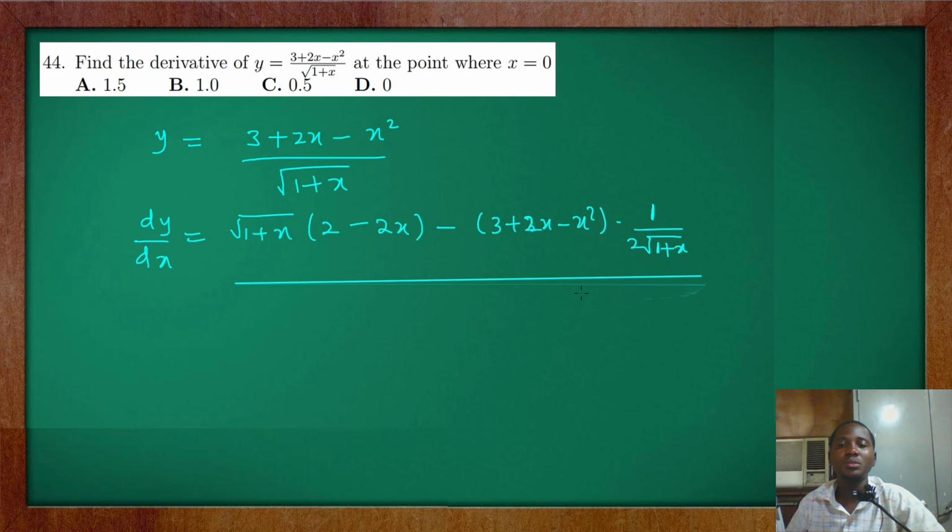over what you have at the denominator, which is all squared. That means we have 1 plus x all squared, which is still 1 plus x. Then at point x equals 0, if you substitute x to be 0 here, you have 1 multiplied by 2 minus 3 over 2, over 1. Because if x is 0 here, you'll just have 3 over 2. And this will give us 2 minus 3 over 2, which is 0.5. So the correct option to this question is Option C.